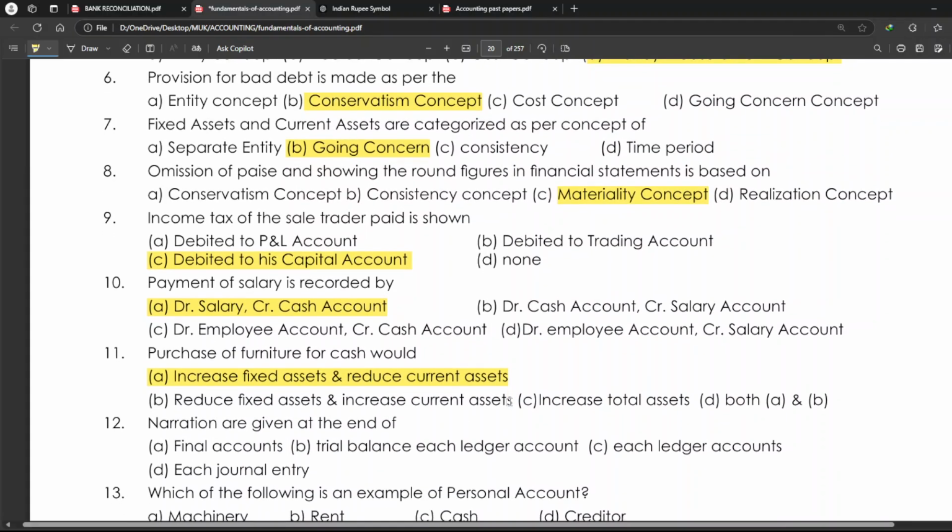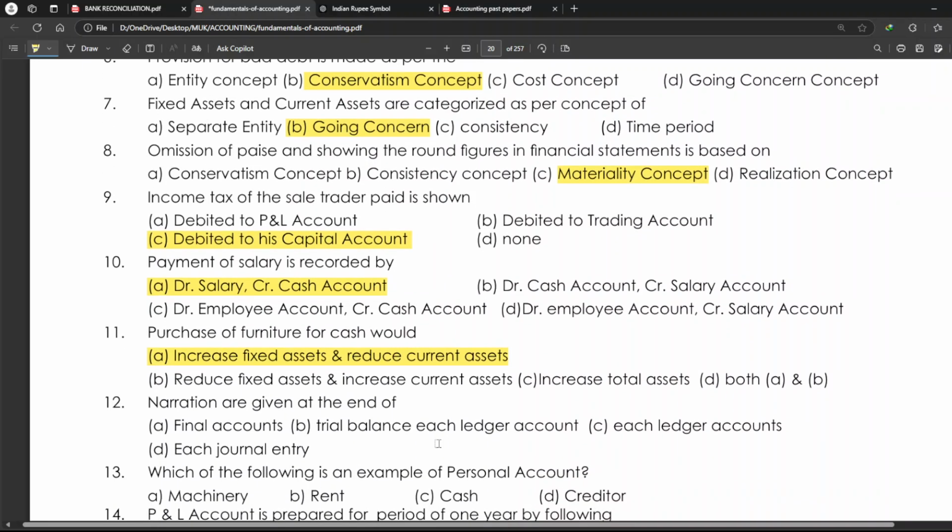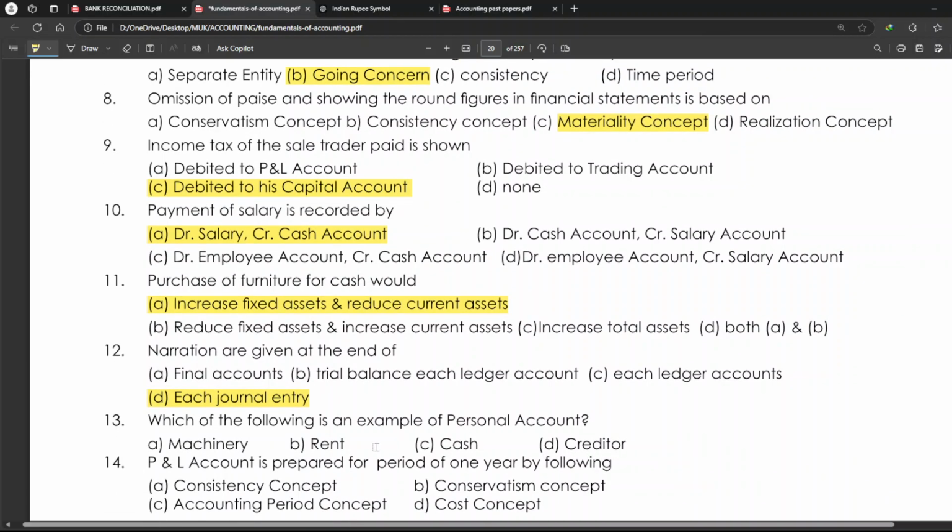Narrations are given at the end of what? Every time you finish, you narrate, this is due to this. So we see that narrations are given at the end of A, financial accounts, B, trial balance, C, each ledger account, D, each journal entry. We see that the answer is D, each journal entry. After every entry, you narrate what has taken place. Though most times in the classes we don't narrate, some businesses require that you narrate after every journal entry, for clarity.